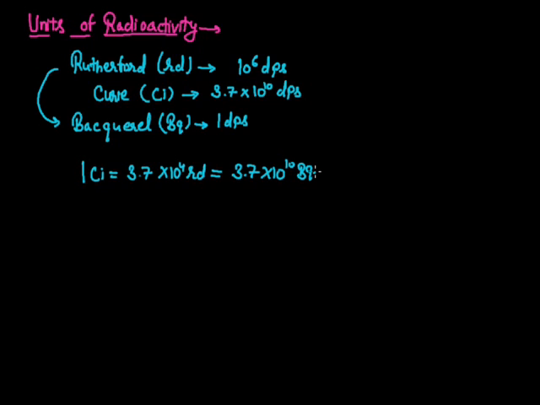So if the rate of radioactive disintegration is given in Curie, by multiplying the given rate by 3.7 into 10 power 4, we will get the rate in Rutherford, and if we multiply by 3.7 into 10 power 10, we will get the rate in becquerel. So these are the units of radioactivity. Now, based on the law of radioactive disintegration, we will do some numerical practice.